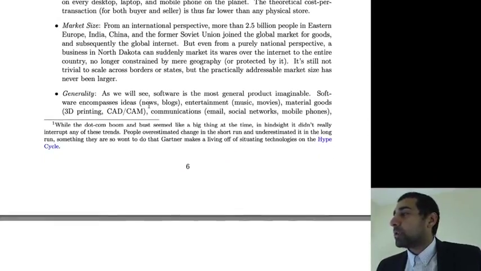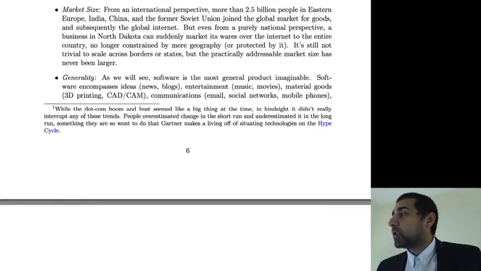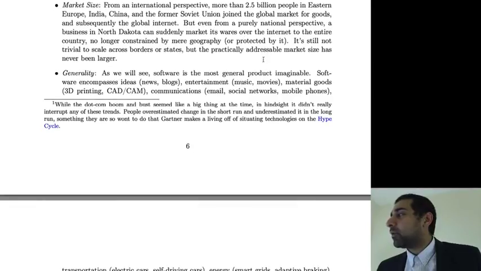A second major property is market size. With an internet startup, in theory, you can go after the entire world. You can more easily attack a market in Indonesia or South America than you ever could before. Friendster, for example, famously became very popular in Indonesia, more so than in the U.S. for a long time. And even within a country, a business in North Dakota can market its wares to the entire country. It's no longer constrained by geography or protected by it.